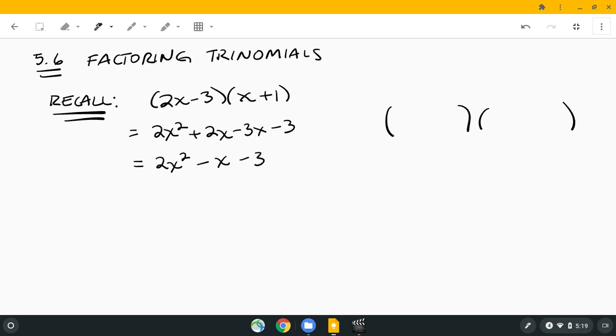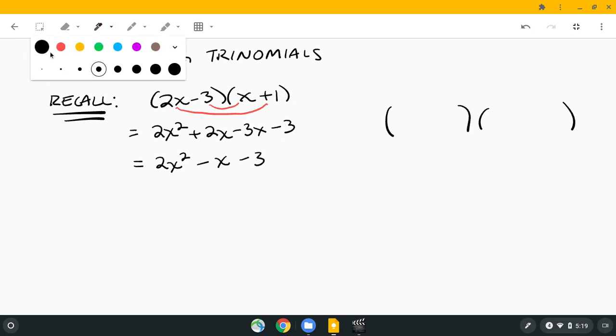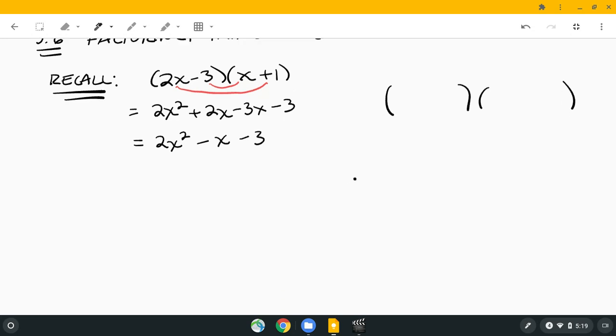Okay, so let's take a look and see where these terms come from. So these terms actually come from 2x times positive 1. Okay, so this outside multiplication. And the -3x comes from this inside multiplication, -3x. Okay? All right, so keeping that in mind, 2x times x gives you this, negative 3 times 1 gives you this, and then the outside inside product, and then you add them, will give you the middle. Okay? All right, so let's take a look at 3 examples of factoring trinomials.